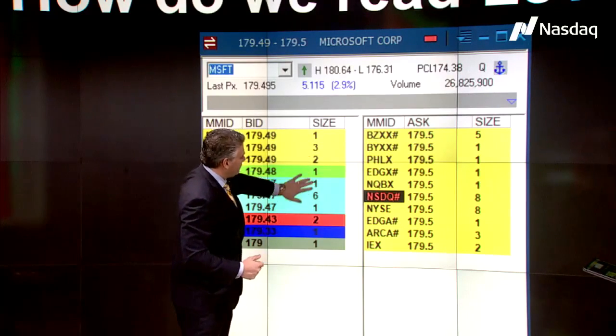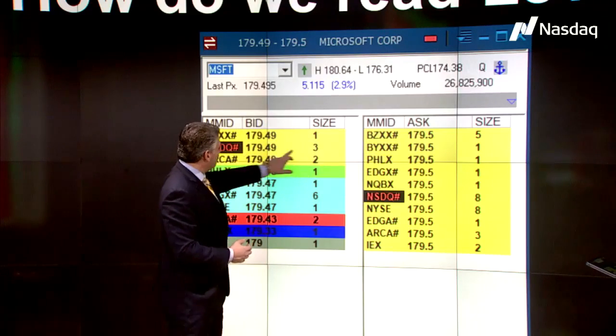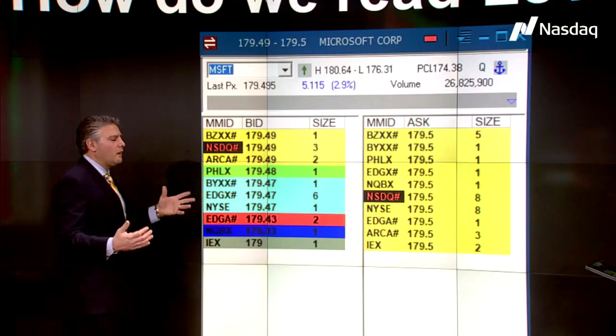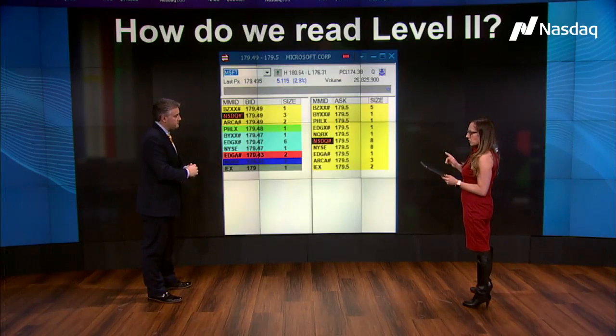You're looking over here at tier sizes. These are multiplied by 100, so you're like, wow, Nasdaq has a bid out there for only 300 shares at 179.49. Is that really a lot? Well, when you aggregate them and look at TotalView, it's a different ball game. All right, let's take a look at our next chart here.